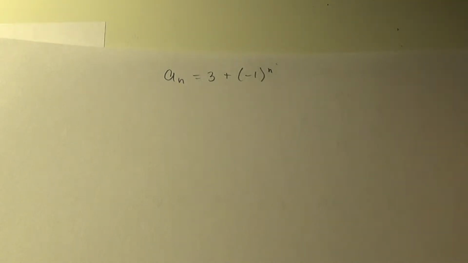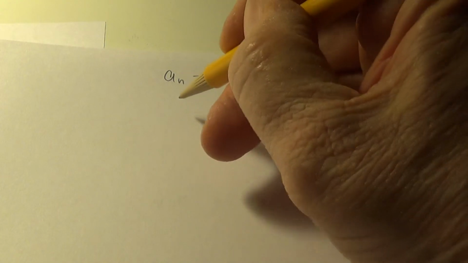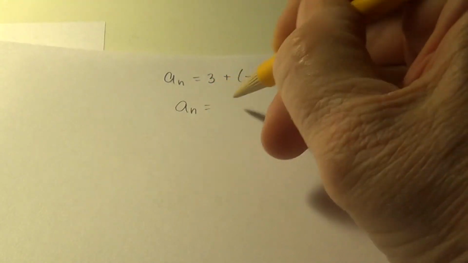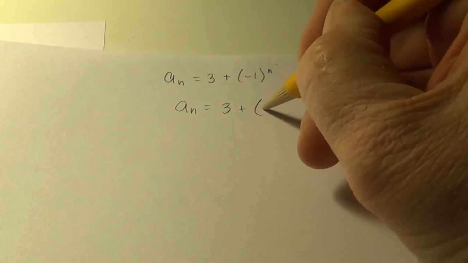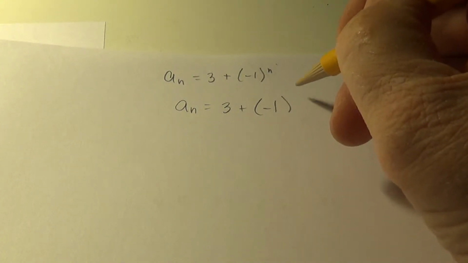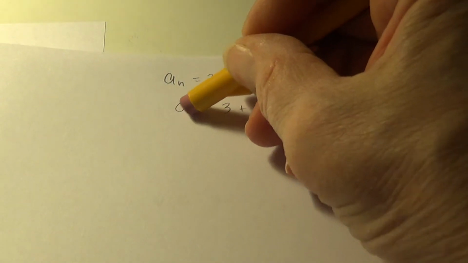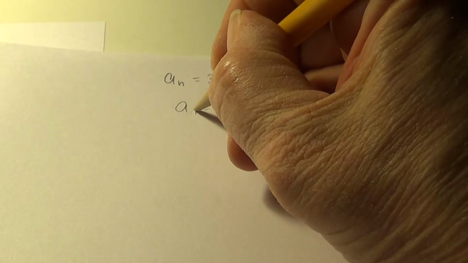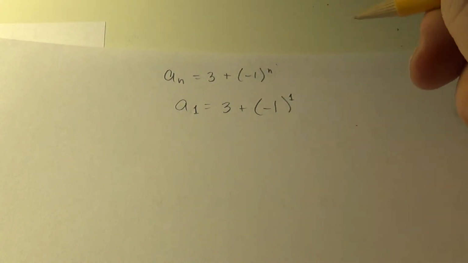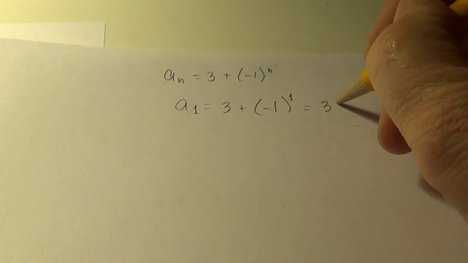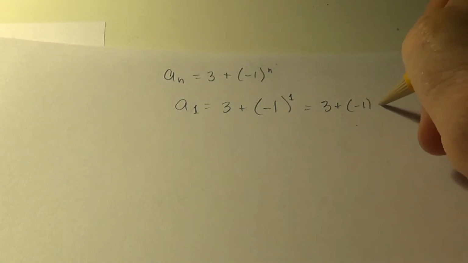So you can just pause that for a minute and I will work it out. Hopefully you have already worked it out. So first we put in a 1 for n. So a sub 1, the first term, is going to be 3 plus minus 1 to the 1. So I came out with a 2.